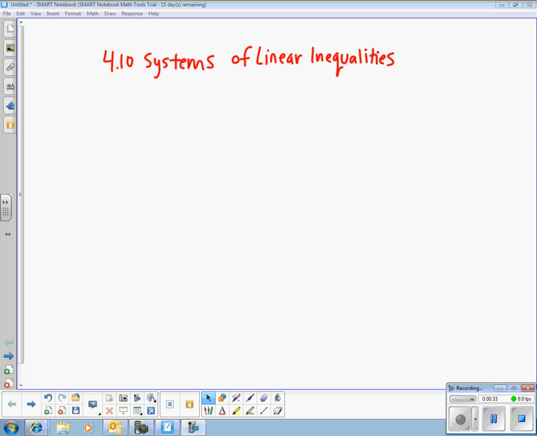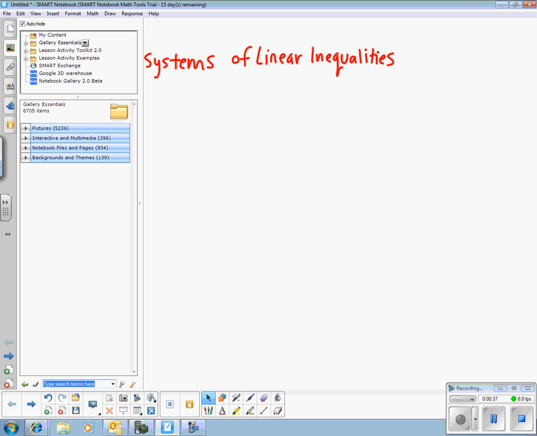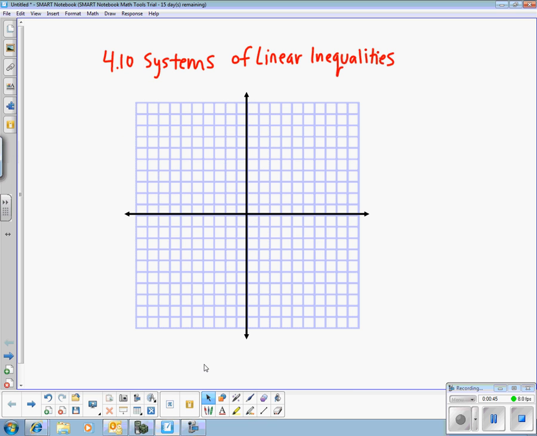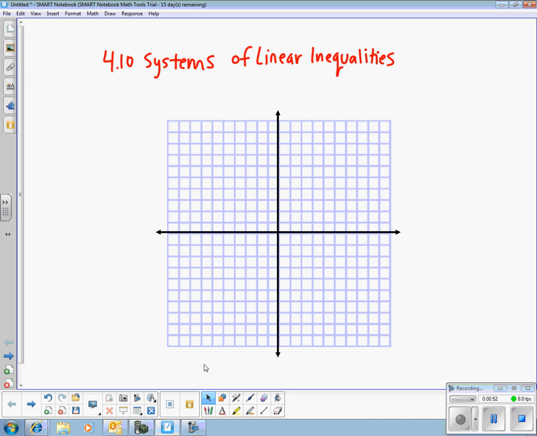So in section 4.10, we are graphing systems of linear inequalities. So let me get a graph here. And I believe you've done this before, so it shouldn't be anything new. So this will be a short one. We'll just do a couple examples, and then work on it some more in class.